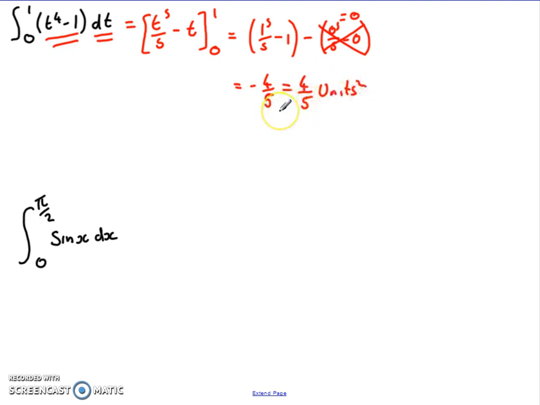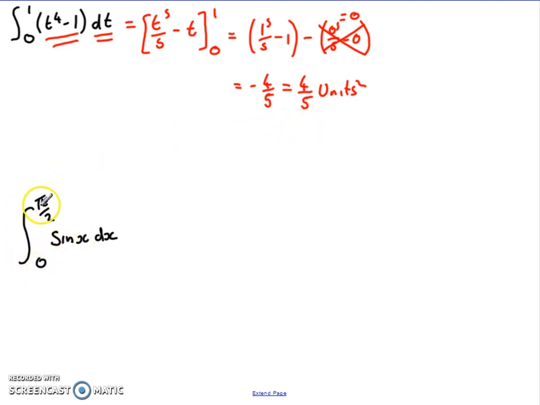Now remember, we're not looking at the direction. We're just looking at the size of the area. Yes, it says negative 4/5, but all that means is it's 4/5 units squared below the axis. So we ignore the sign and we take the modulus of it. We take the size of it, or the magnitude of the number.